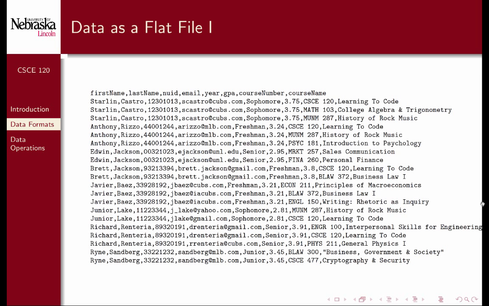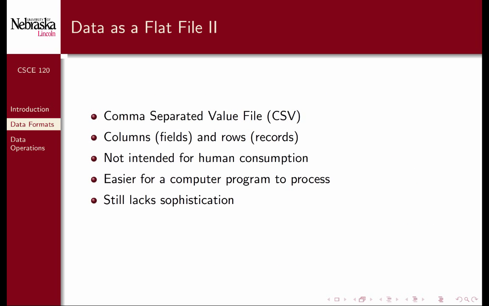Now consider the same data but in the following format. This is called a comma-separated value file. It's essentially a flat file. It's not really intended for human consumption, as it's difficult to read and difficult to parse for a human. However, this format is much easier for a computer program to process. Now it knows where each piece of data begins and ends. However, it still lacks sophistication. We still have the same problems of not being able to make sense of the data without further processing it.